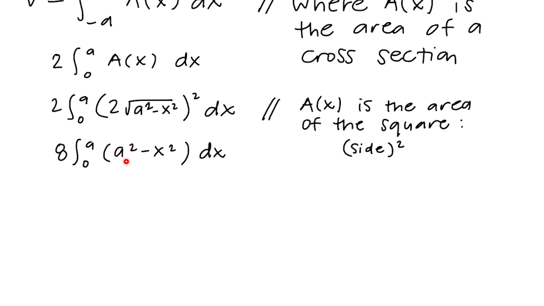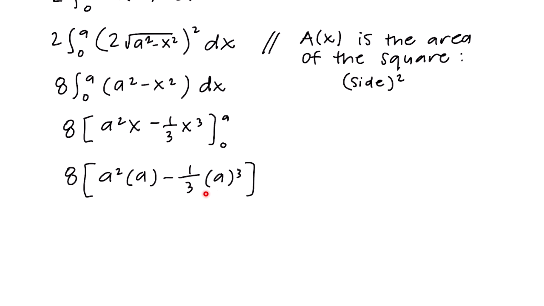a is a constant, so when you integrate a constant with respect to x, it's just going to be that constant times x. So again, the integral of a squared is going to be a squared x. The integral of x squared is going to be one third x cubed. And now we're going to evaluate this by plugging in a for x minus plugging in 0 for x. So here we plugged in a for x, and when you plug in 0 for x, you just get 0. So now we have 1 a cubed minus one third a cubed, which makes two thirds a cubed.